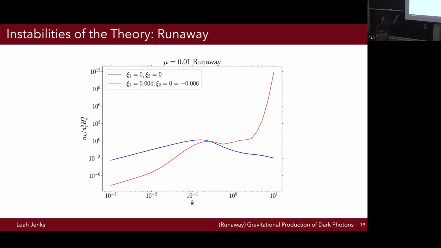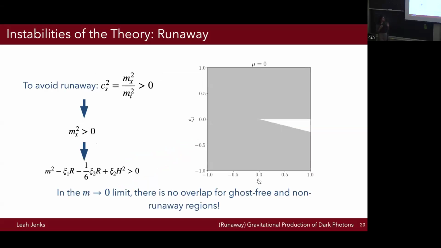Okay, so we've identified that this runaway is a problem, so we would like to avoid it. The way that we can do that is to require that the sound speed also remain positive definite throughout the evolution. So the sound speed again is defined here. mt squared, we've already required to be positive to avoid ghosts. And in order to require that the sound speed stays positive, we also need mx squared to be positive.